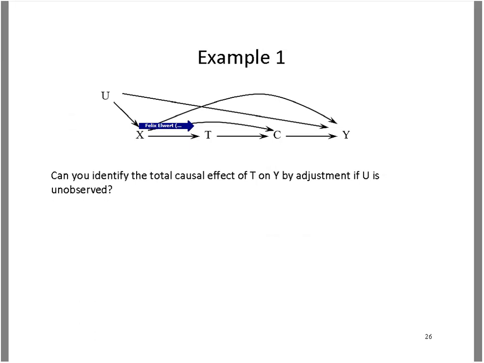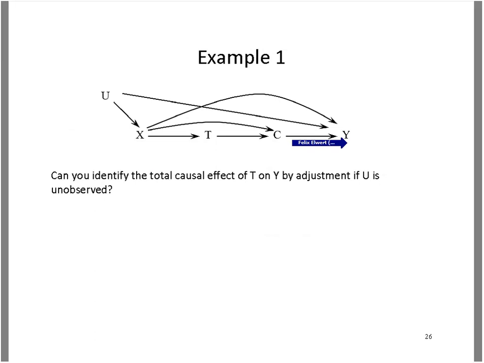So here you remember this graph because I leveled perhaps overly simplistic smoking story onto this. T is smoking, C is cancer, Y is mortality, X is socioeconomic status, and U is childhood health. So now we're asking, can we identify the total causal effect of T on Y by adjustment if U is unobserved? Again, you're interested in the total causal effect of smoking on mortality in a world where you observe X, T, C, and Y, but not U.